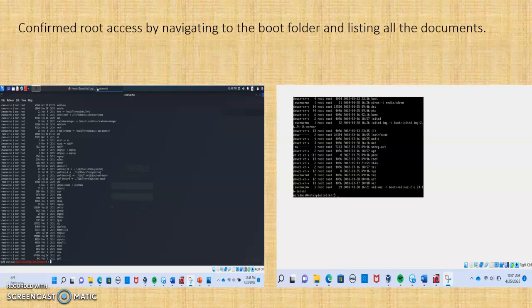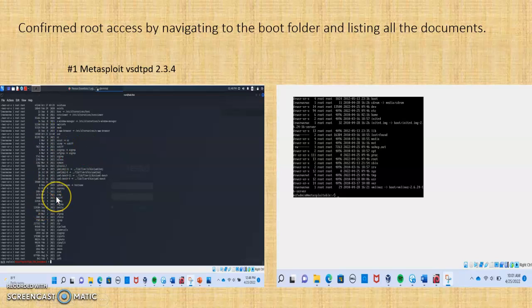On the next slide, I confirm root access by navigating to the root folder and listing all the documents. On the image on the left, number 1, I confirm I gained root access to the Metasploitable 2 VM by typing pwd. Then I type ls -l and it shows me the root folders on the Metasploitable 2 VM. All these are the folders.